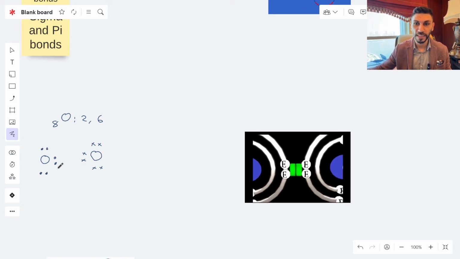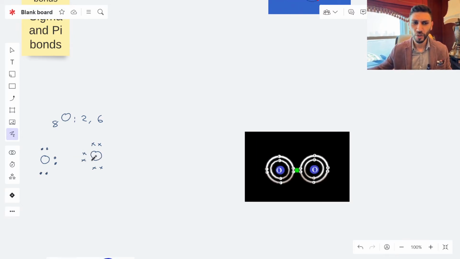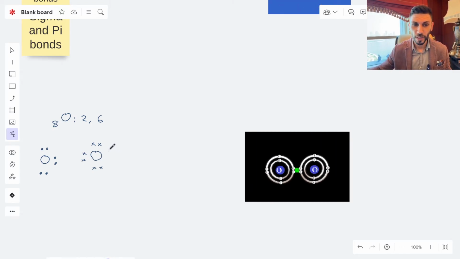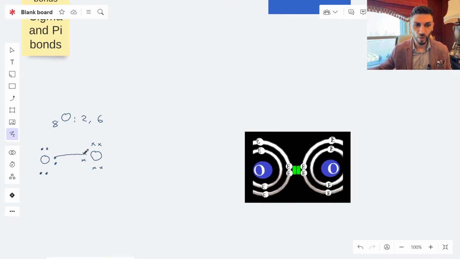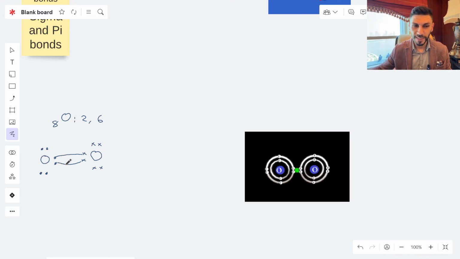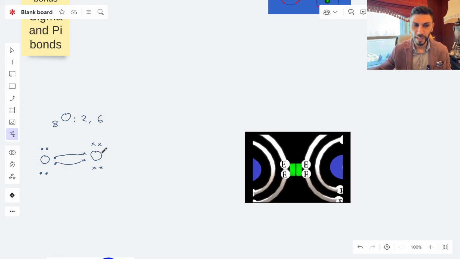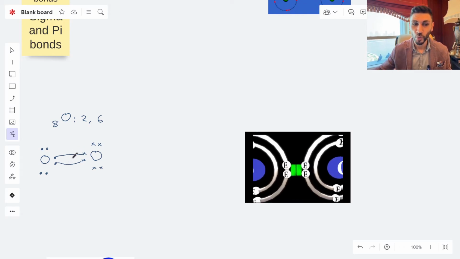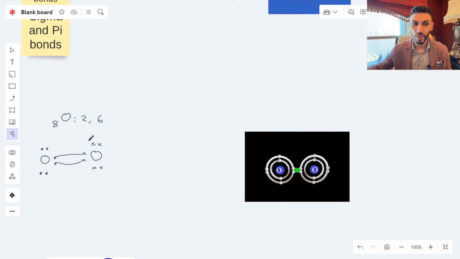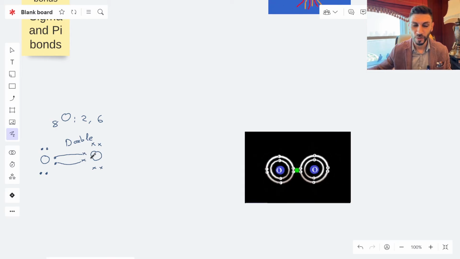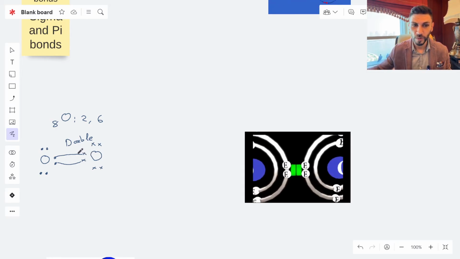Each atom needs 2 electrons to become stable or to implement the octet rule. That's why these 2 electrons will be shared between the 2 oxygen atoms. So basically we have 2 bonds between the 2 oxygen atoms. We don't call them 2 bonds or 2 single bonds. We call it a double bond, as you can see, because it's 2 bonds between the 2 atoms. So this is the double bond.